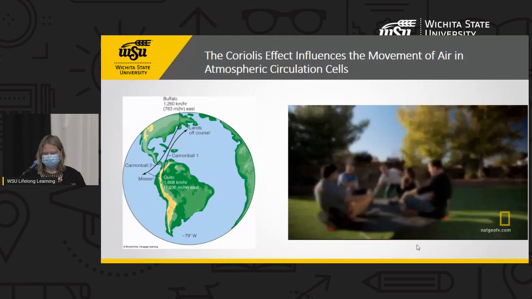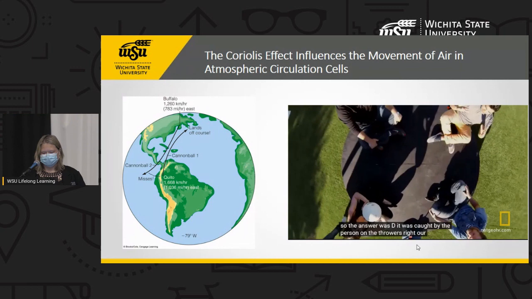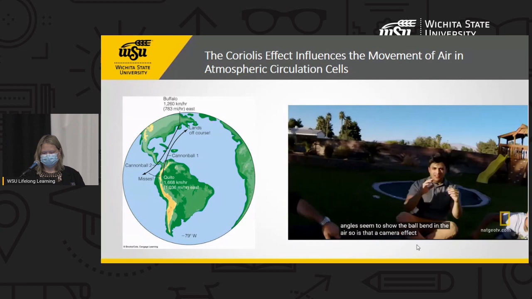So the answer was D. It was caught by the person on the thrower's right. Our camera angle seemed to show the ball bend in the air. So is that a camera effect, or are we seeing what they saw? Hang on, this couldn't get much more simple.